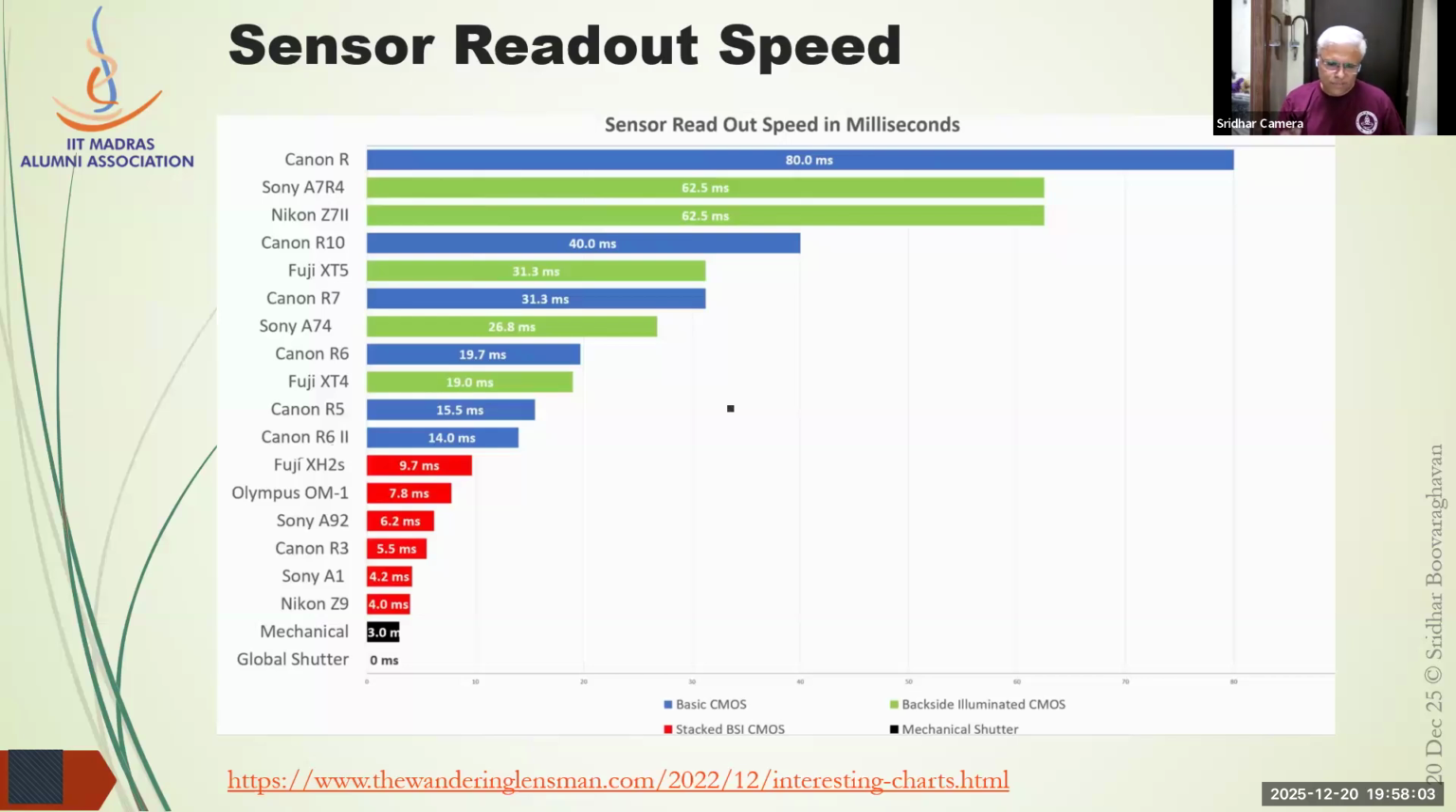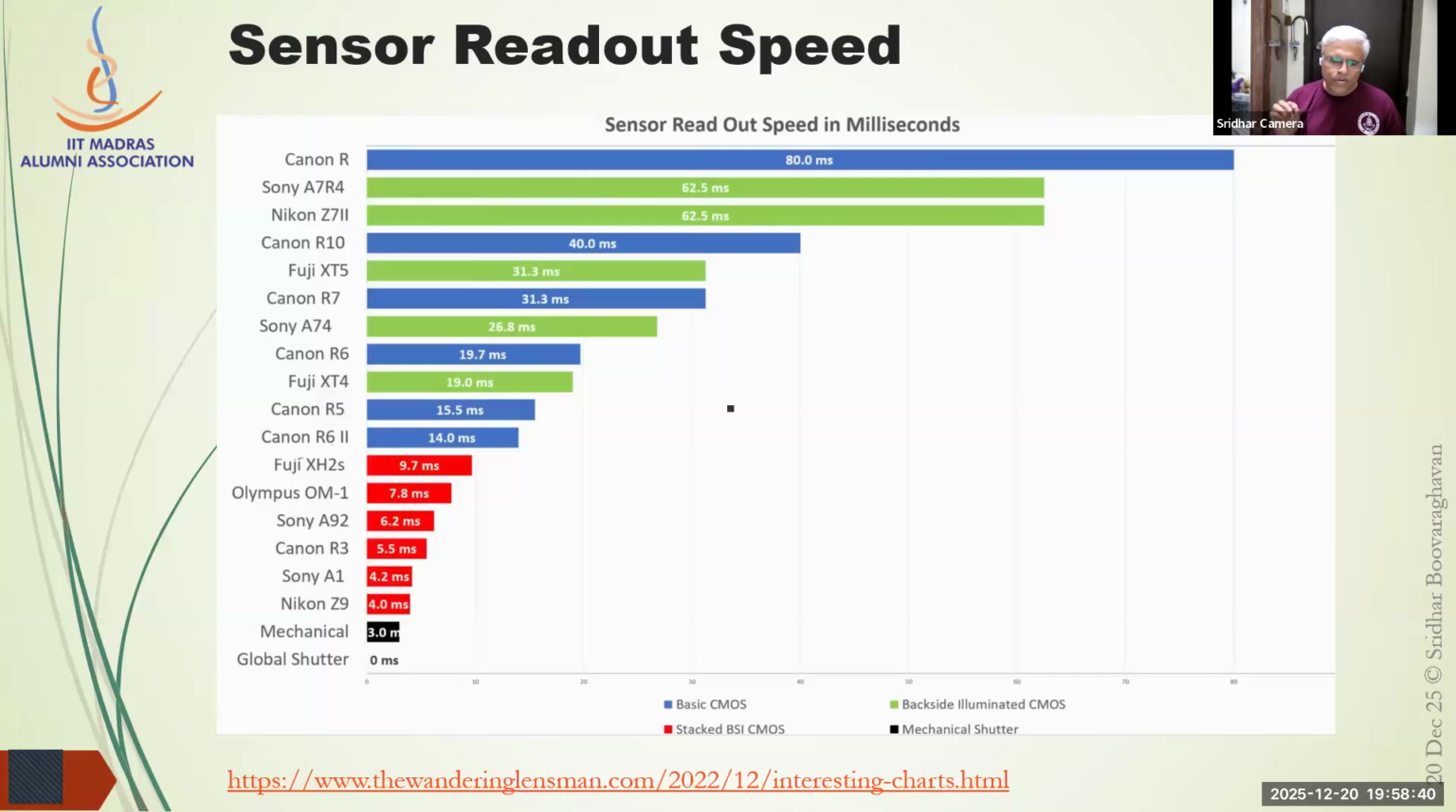So mechanical shutter is 3 milliseconds or something. Now there are two technologies here. Normal CMOS is in dark blue, and then in the cyan is something called BSI, backside illuminated CMOS, which allows for the sensor to be read out faster. So those are the cyan ones. And then the newest technology is the stacked backside illuminated CMOS. That is the fastest. So pretty much you can expect all new sensors to be stacked BSI CMOS.